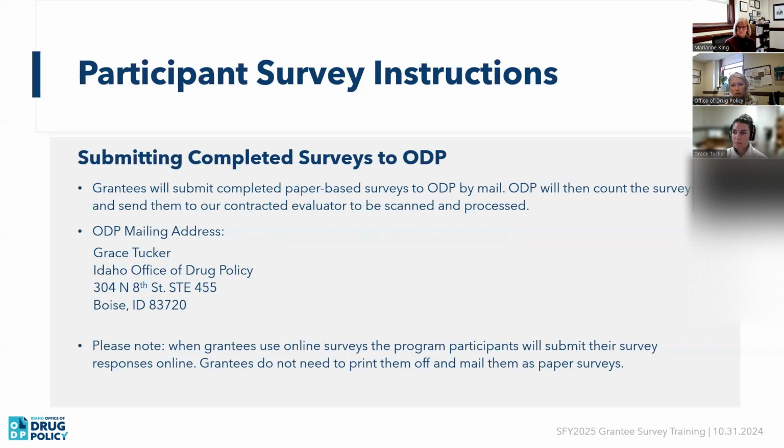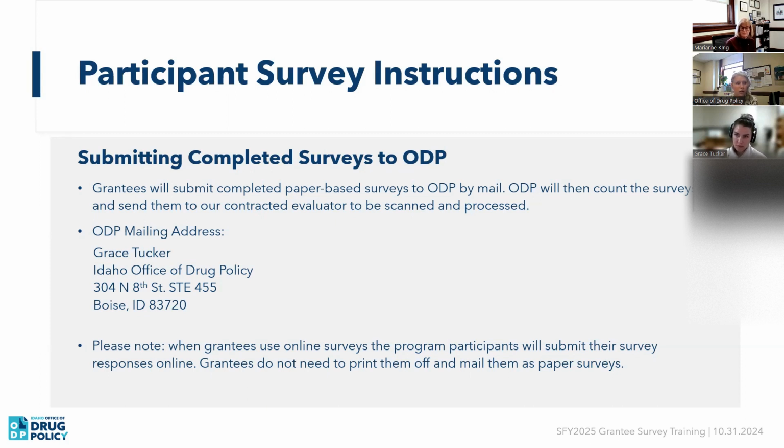So mail those to us, and please note that when grantees use online surveys, the program participants will submit their survey responses online, and ODP and our evaluator will collect those responses through the online submission. So grantees do not need to worry about trying to print off online computer-based survey responses to mail them into us. Those are automatically collected.